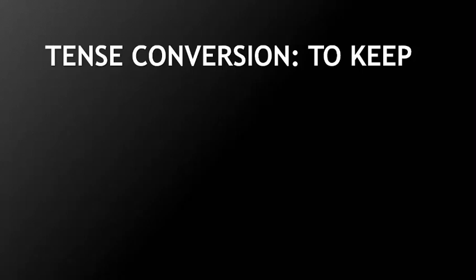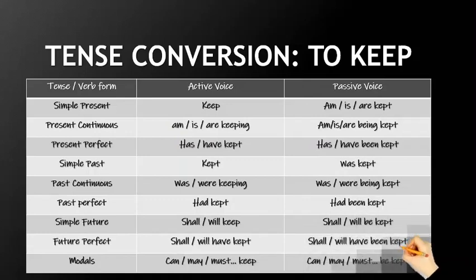So we are going to use this verb, keep, to understand how the tense conversion works. Let's see. Keep becomes am kept, is kept, or are kept in passive voice. Similarly, am keeping, I am keeping, he is keeping, they are keeping becomes I am being kept, he is being kept, they are being kept, right? Has or have kept becomes it has been kept. They have been kept, right?